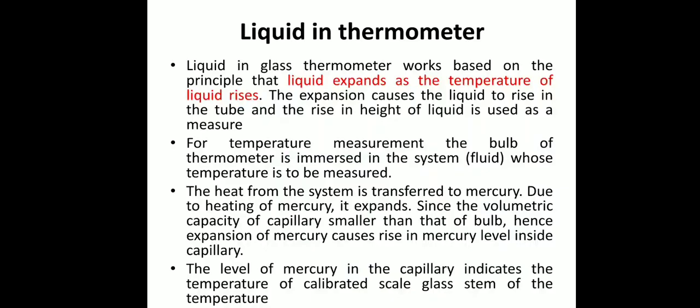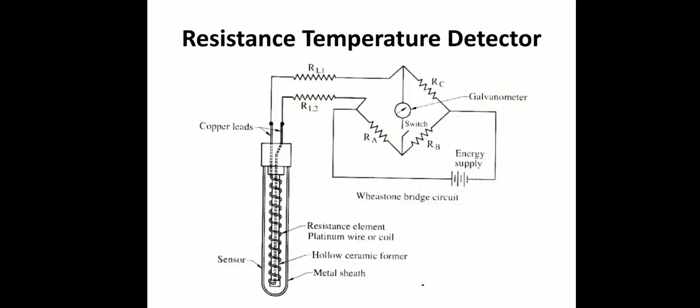The basic principle is liquid expands as the temperature of liquid rises. This is the basic principle used for liquid in thermometer, and most commonly used fluid is mercury. And another one is RTD or resistance temperature detector, commonly used by varying resistance. We can determine the temperature.